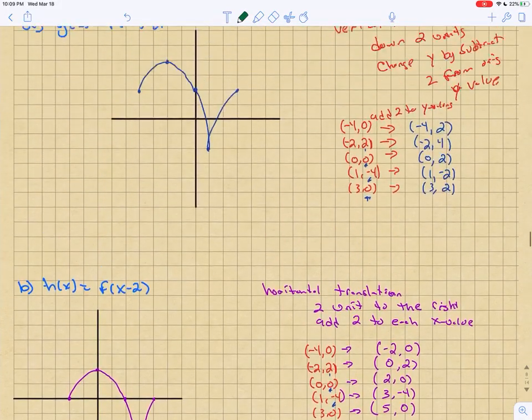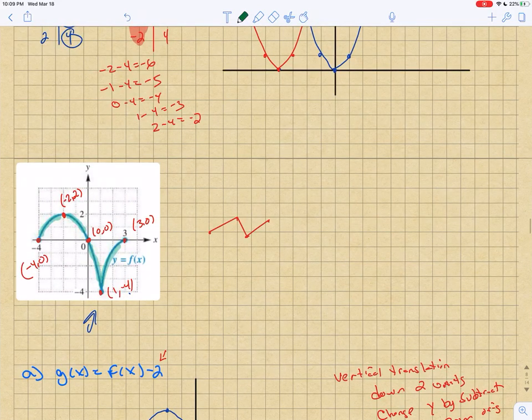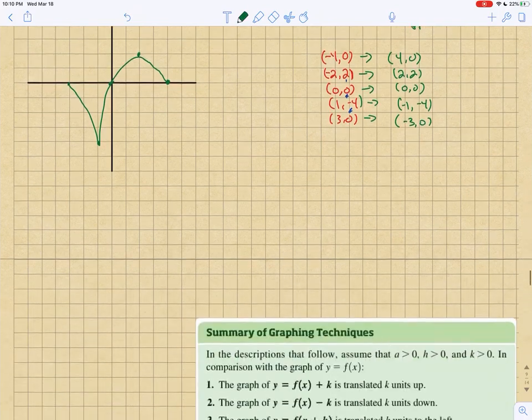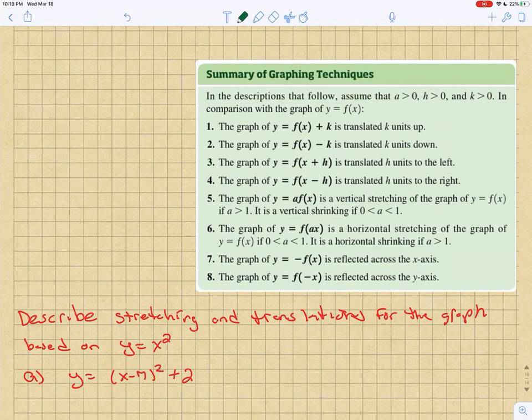And it should look like the opposite, like I took this picture and flipped it across the y-axis, right? So when I flipped it, it should do this. That's what we did. So now we have it drawn. That is reflecting.